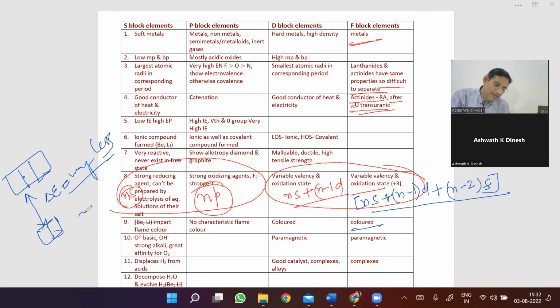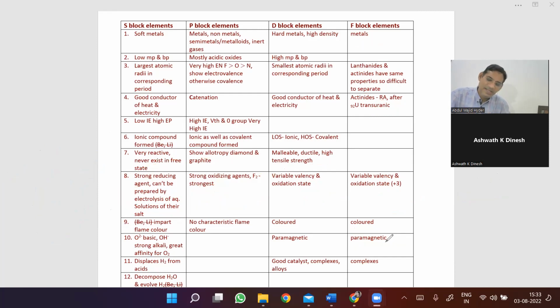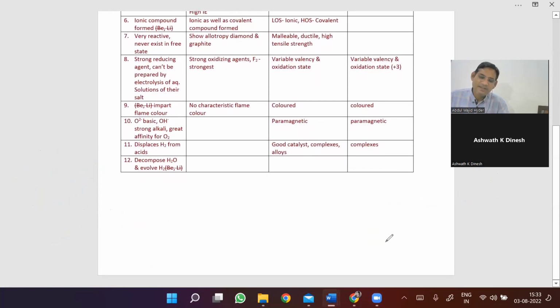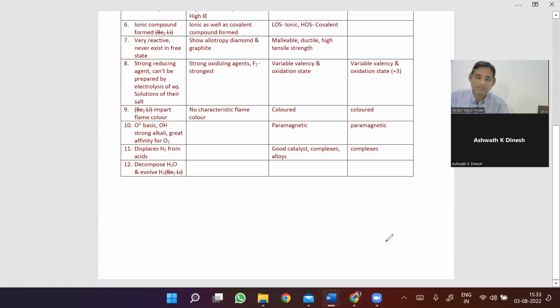This is also D and this is also D. So this transfer of an electron from a lower energy D level to a higher energy D level is called DD transition. Because of this transfer, that is called DD transition, the elements appear colored. What about paramagnetism? Since D and F block elements have unpaired electrons, they will have a certain magnetic moment. That's why D and F block elements are always paramagnetic. Their magnetic moment will never be zero.